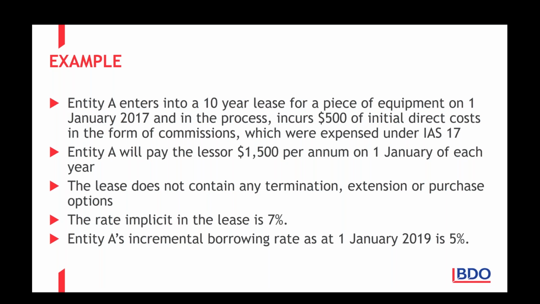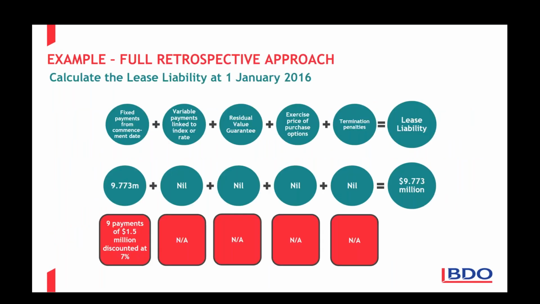So, however, when we look at calculating the lease liability at 1 January 2016, using the full retrospective approach, you have to go back to the date that you entered into this lease. Step one is to calculate the lease liability at 1 January 2016. The way we do it is we look at the fixed payments from the commencement date, and if you work out the 9 remaining payments of 1.5 million discounted at the 7%, you get to the 9,773.